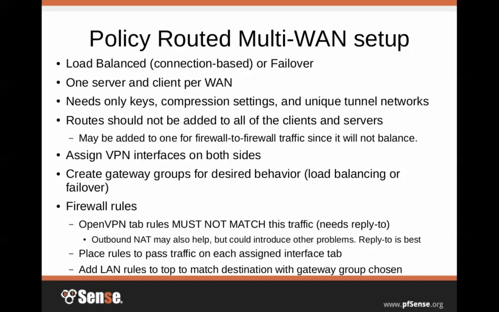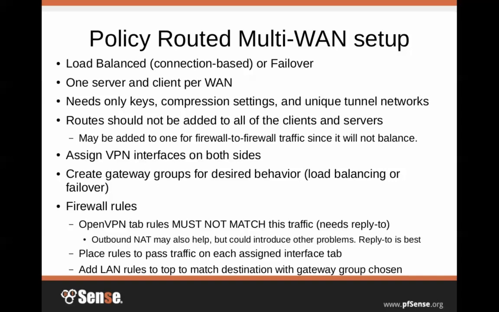So in the gateway groups, you create a new gateway group and add two or more of your VPN gateways into that group. You could either do 2 gateways on the same tier for load balancing, or 2 gateways on 2 tiers for failover. And then in your firewall rules, like on your OpenVPN tab, as I mentioned a bit ago, those rules must not match the traffic because it needs reply-to.